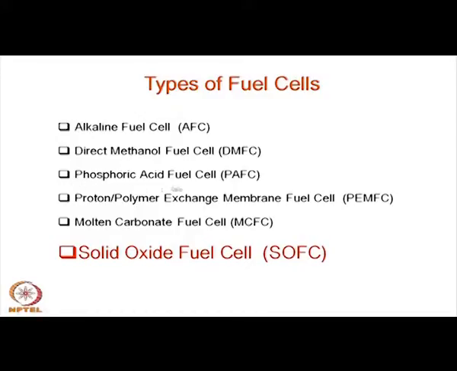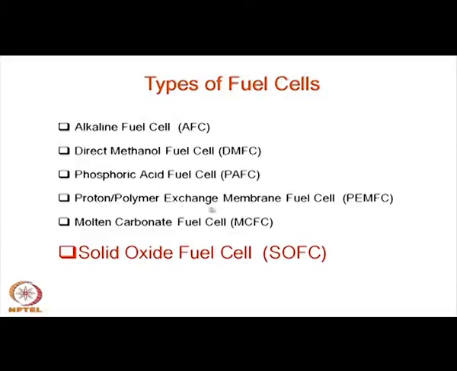A phosphoric acid fuel cell has been termed so because once again the electrolyte, just like here alkali is the electrolyte, here acid is the electrolyte. So, phosphoric acid is used as the electrolyte here, and obviously the charge carrier in the alkaline cell is the hydroxyl ion, whereas the charge carrier here is the hydrogen ion. So, this is a liquid acid which becomes the electrolyte here.